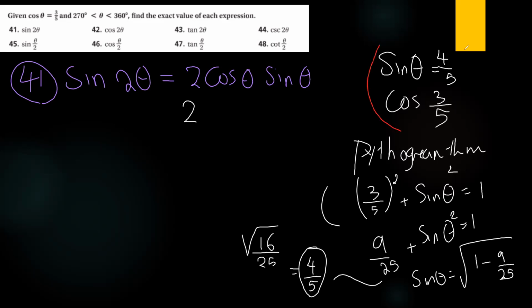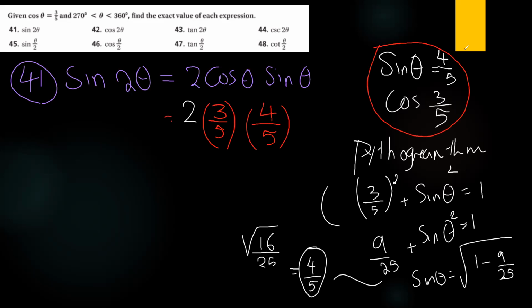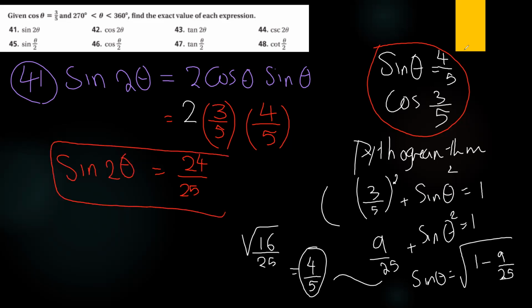So I found now sine and cosine. I have them now. Let's come back. Now, 2 times cosine of the angle theta, which means 3 over 5, and sine of theta, which means 4 over 5. So it is 3 times 4, 12, times 2, 24 over 25. So sine of 2 theta is 24 over 25.